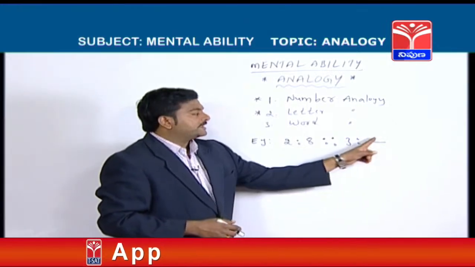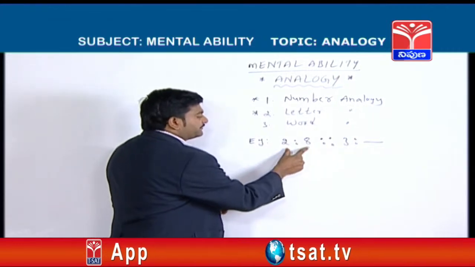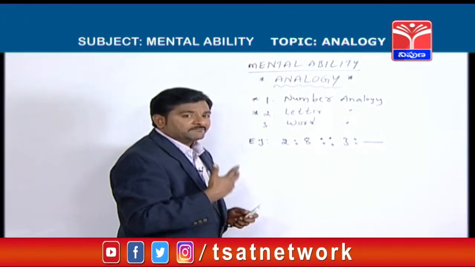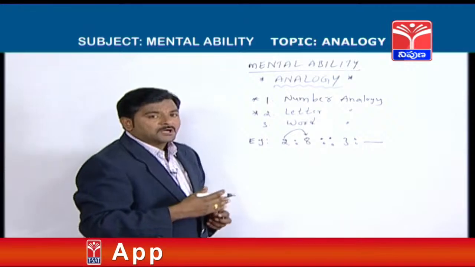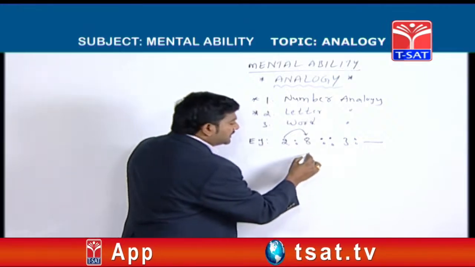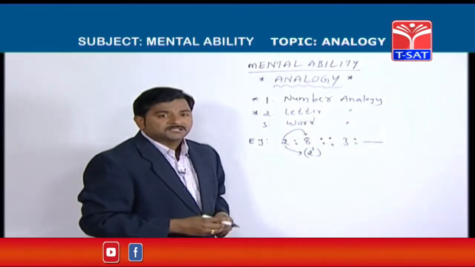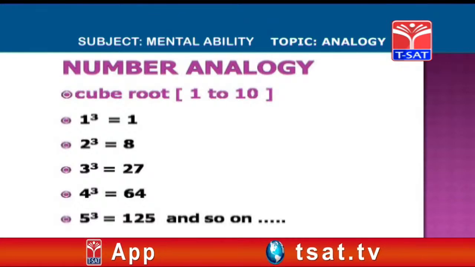Usually to find this value you need to think in two ways. First way is from set 1, which here is 2:8. One way of thinking is: from 2, how are you getting 8? 8 can be written as 2 cube. So 2 becomes 2 cube. Similarly, if you apply the same concept to the second pair, 3 becomes 3 cube. 3 cube is 27. Hence the answer is 27.